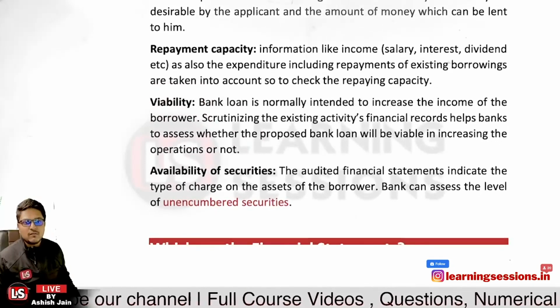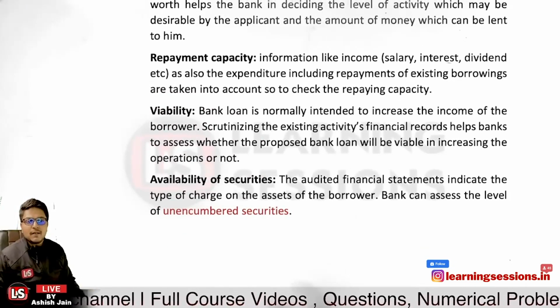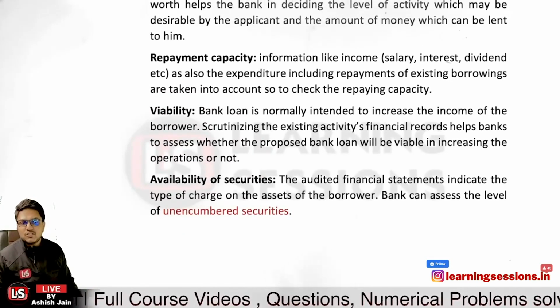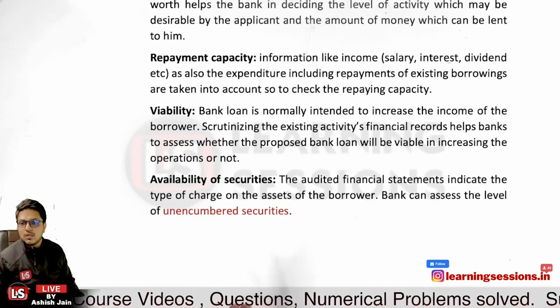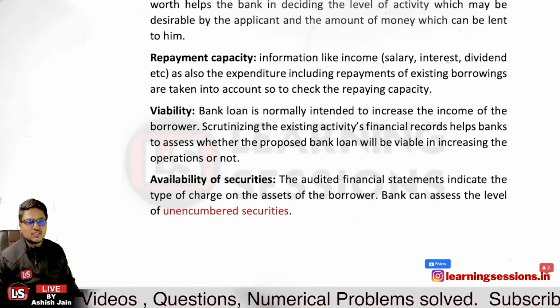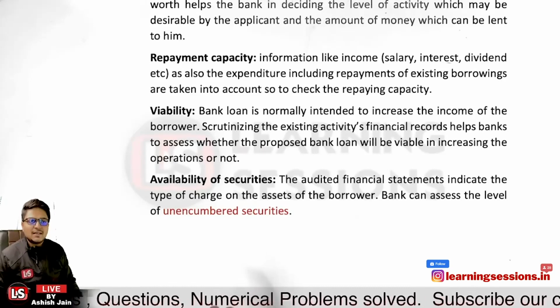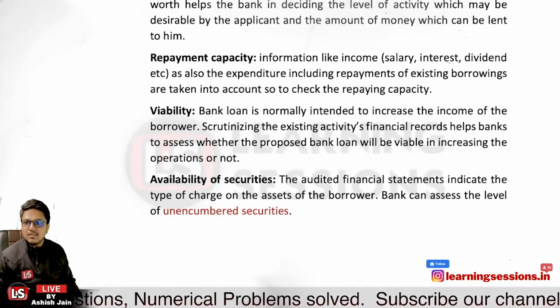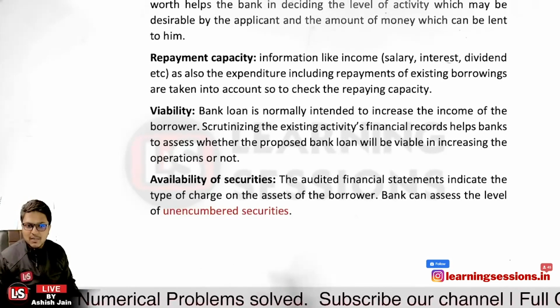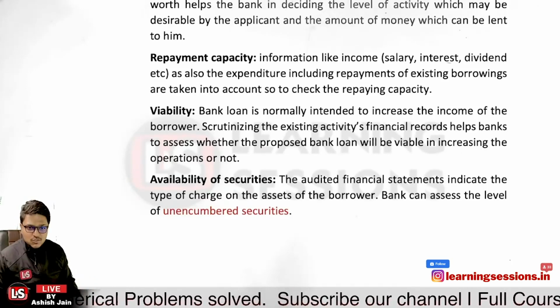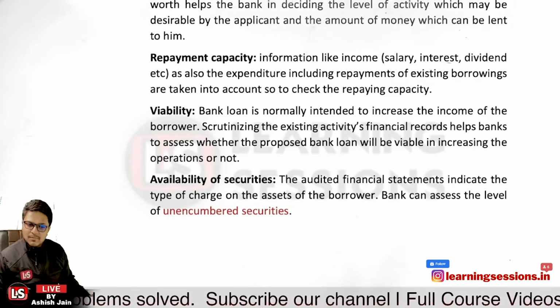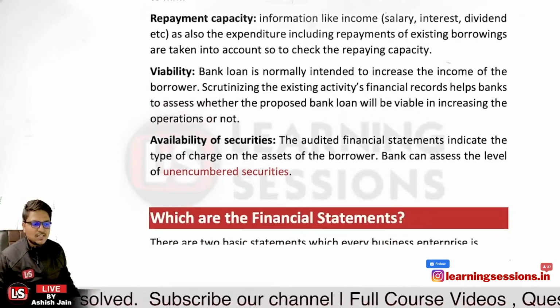And it is related to the availability of securities. The audited financial statements indicate the type of charge on the assets of the borrower. So what type of charge is created on the assets of the borrower? The bank can assess the level of unencumbered securities available. Now what is unencumbered? Unencumbered means those securities on which no charge is created. Okay, so these are the aspects.